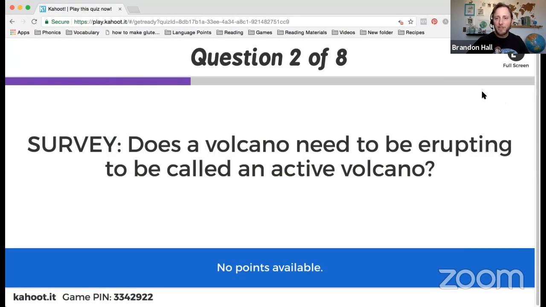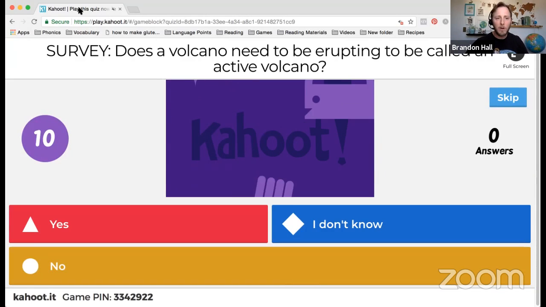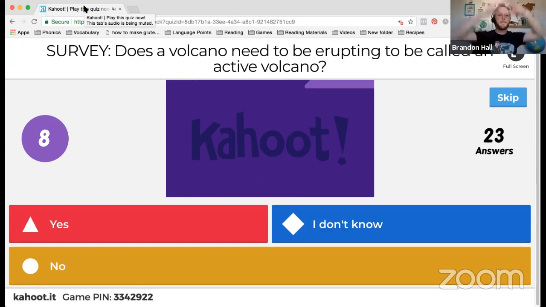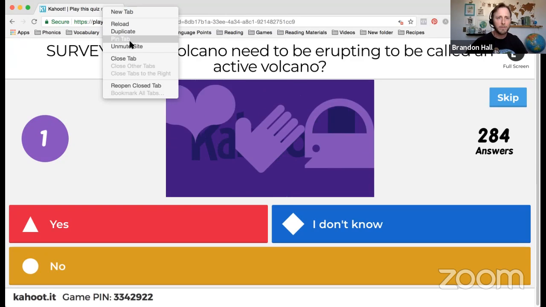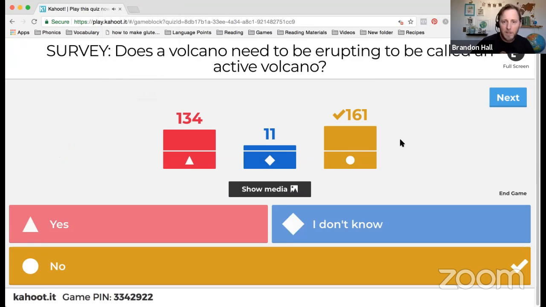Does a volcano need to be erupting to be called an active volcano? Does it currently need to have lava coming out of it to be called an active volcano? What do you think? Yes, no, or I don't know? All right, a lot of people are saying no, and you are correct. So virtual high fives to you. A volcano does not need to be currently erupting to be called an active volcano.